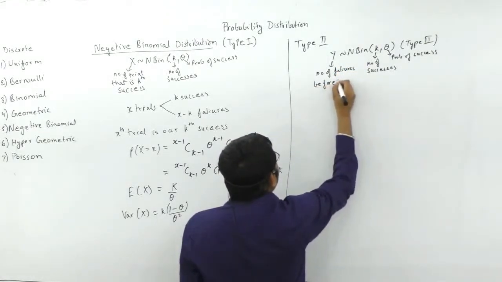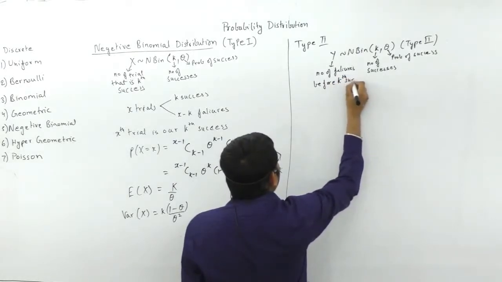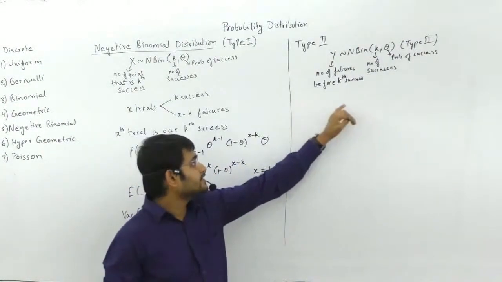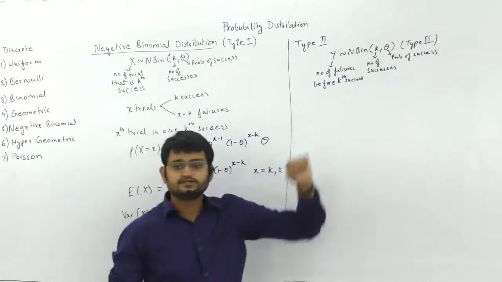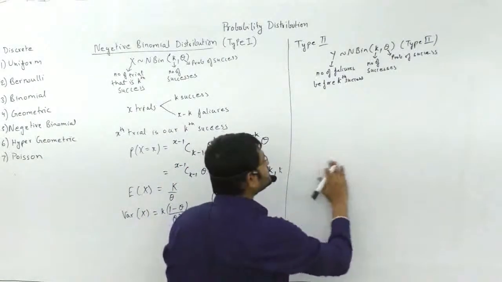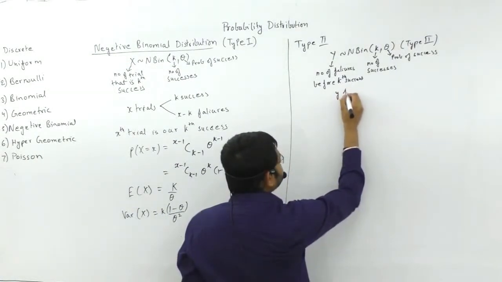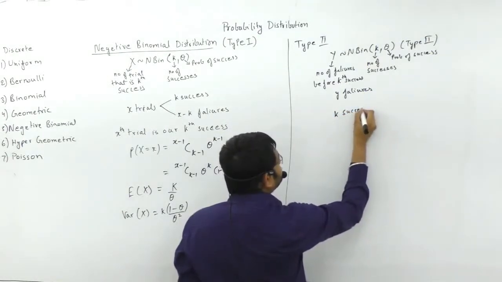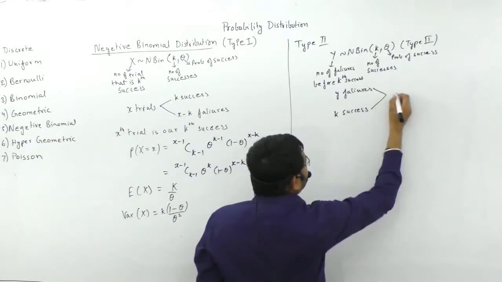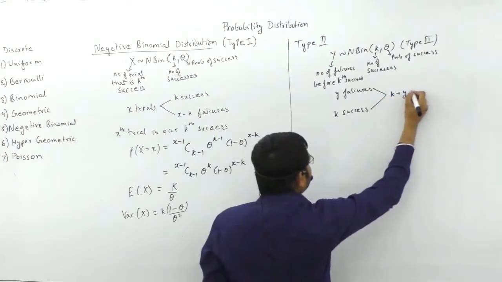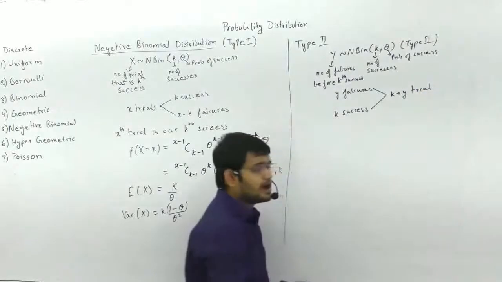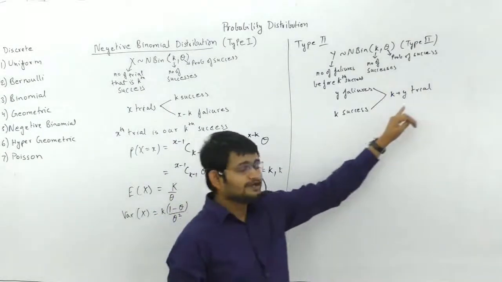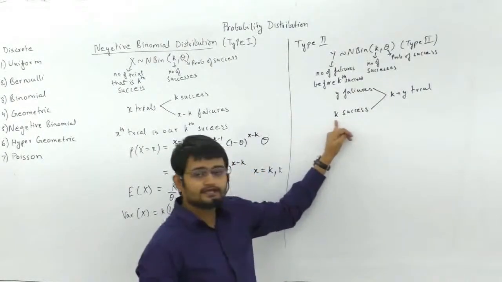before the kth success. So basically, we'll count the number of failures that we get before we can get the kth success. Now here, I can say I have Y failures and I have k successes. That means the total number of trials is going to be k plus Y. So out of k plus Y trials, I have Y failures and k successes. I know that my last trial is going to be my kth success.